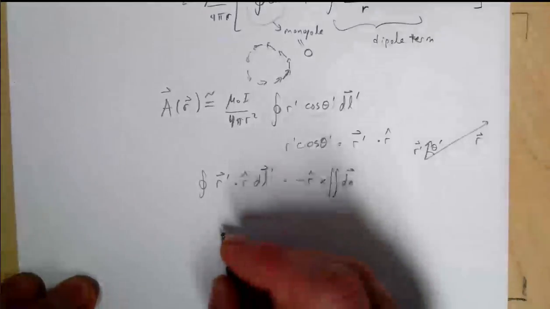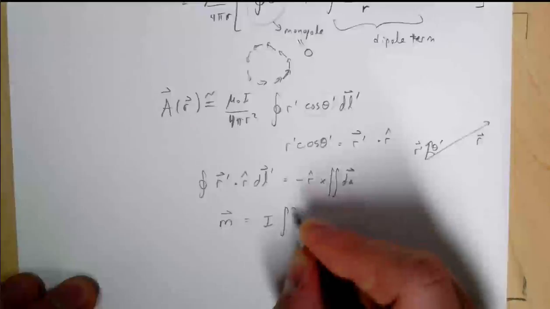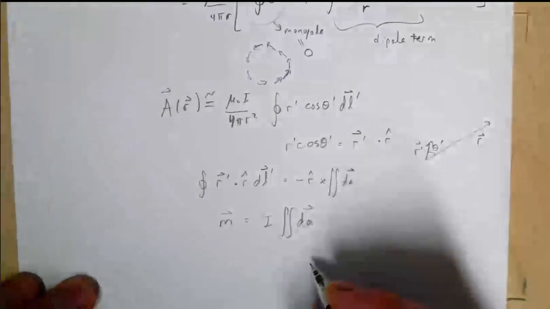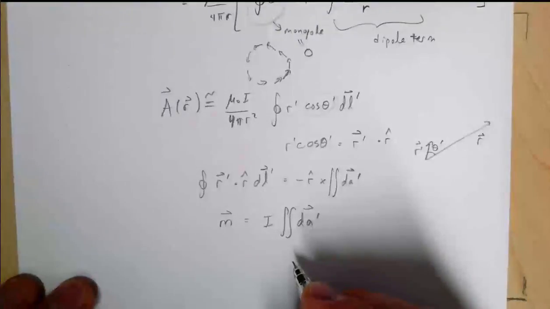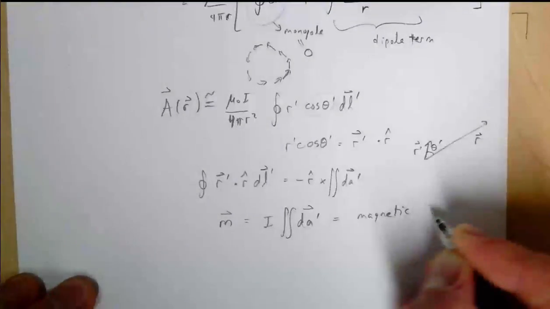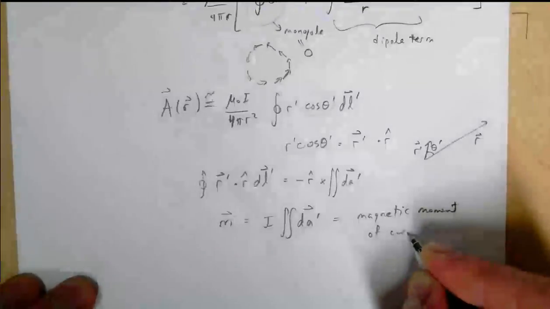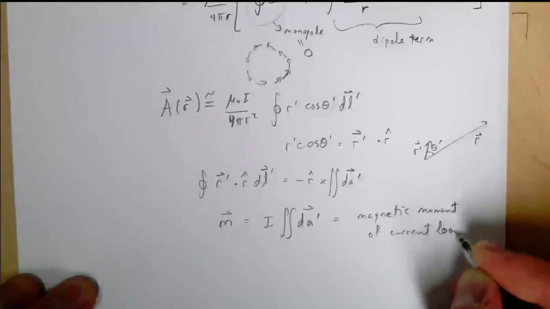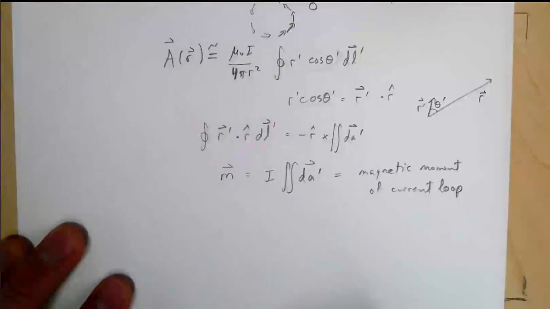But if you define your magnetic moment as equal to your current times the integral over the area of your loop, we're going to call this the magnetic moment of the current loop. Hopefully you'll appreciate why in just a moment. Why are we defining this quantity here?